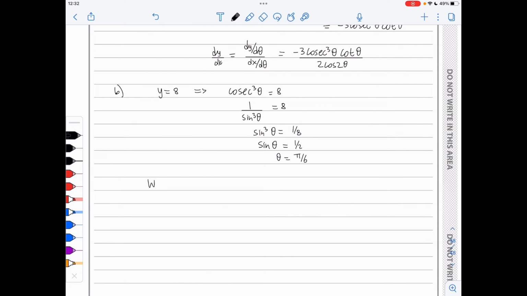So when θ is π/6, we substitute into dy/dx. It's going to be -3 cosec^3 of π/6 cot of π/6 over 2 cos 2π/6. And plugging this on the calculator is giving an answer of -24√3.